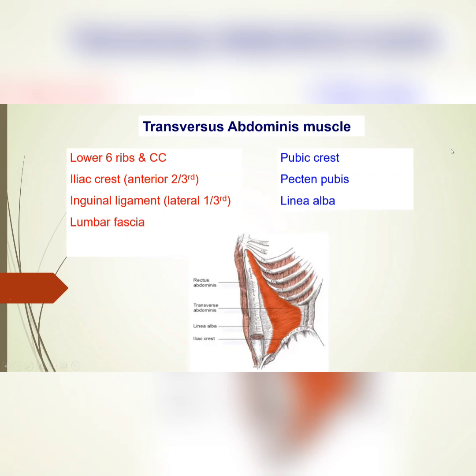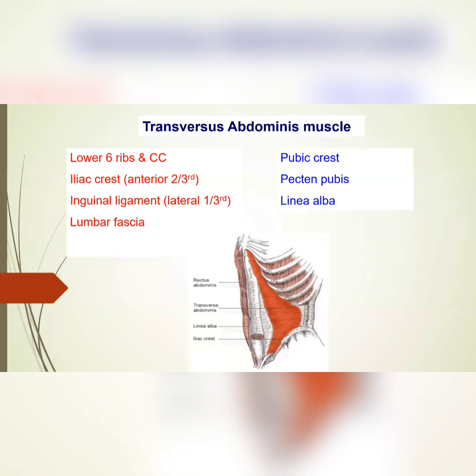From what we have discussed, you can see that the linea alba is a midline structure extending from the pubic symphysis to the xiphoid process, and it gives attachments to each of the 3 flat muscles of the abdomen. The linea alba is an important structure.